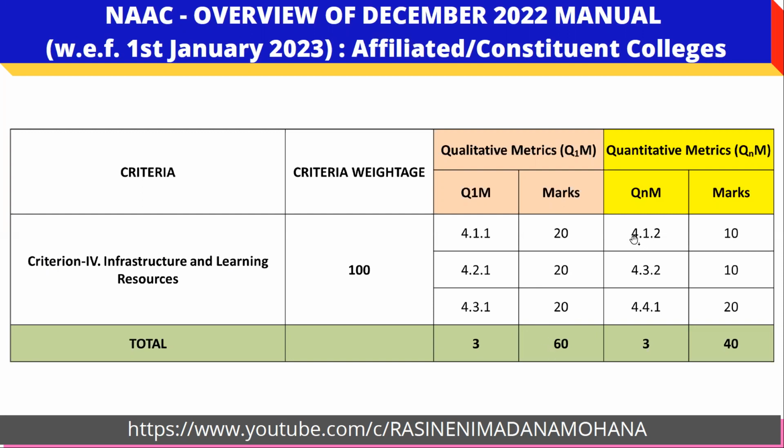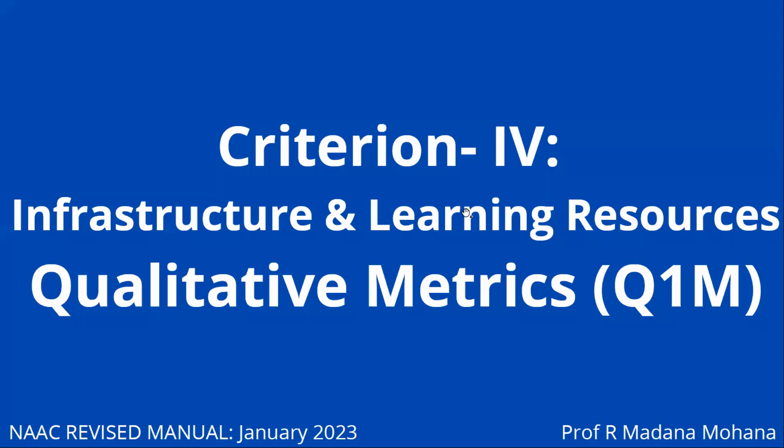Then again there are 3 quantitative metrics. 4.1.2 weightage is 10. 4.3.2 weightage is 10. Then 4.4.1 weightage is 20. Total 3 quantitative metrics. The total weightage is 40. So let us see the detailed explanation about qualitative and quantitative metrics of criterion 4.